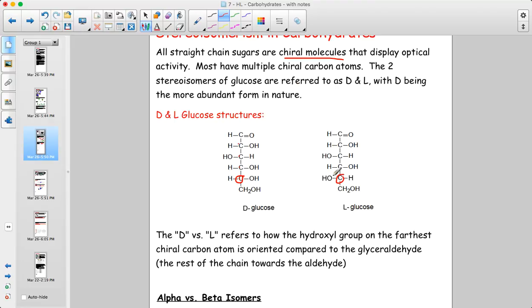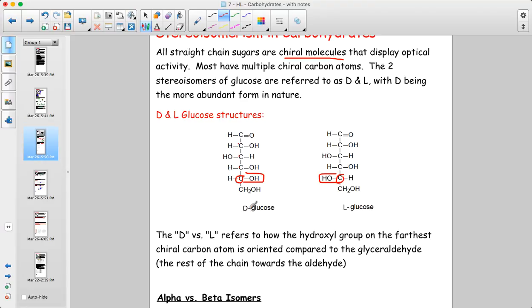So we're looking at this carbon that is the furthest from the carbonyl atom. And all that's different about D and L-glucose is the orientation of the OH group. On this one, it's oriented to the right, versus this one, it's oriented to the left. That is the only difference between these molecules, and yet that makes them have different properties.